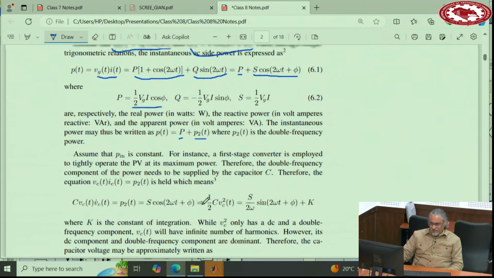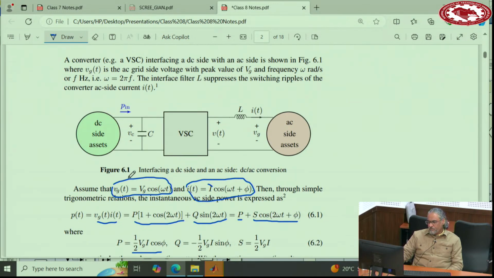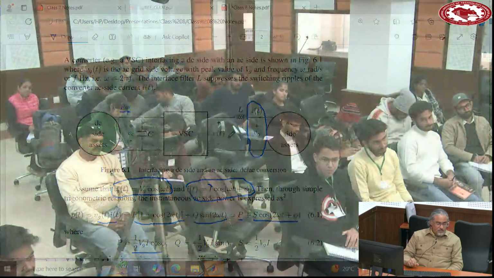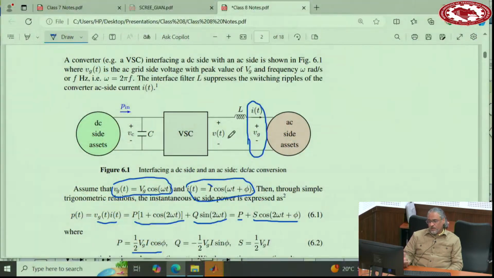Why do I say that? Because if you look at this system, this is the power at this point, right? Let's say we are feeding power to the grid. It has a DC component and a double frequency AC component. And the power, like energy, has to conserve. So you have to have a balance of power. Whatever power goes here, it has to go here, it has to go here. Right? But this power, let's say it's DC, coming from some DC components.